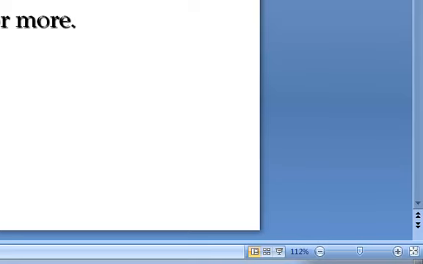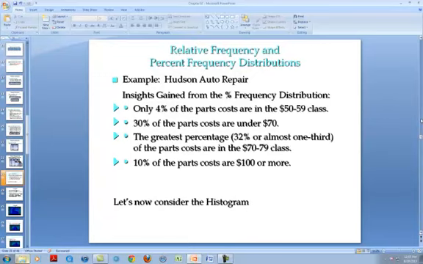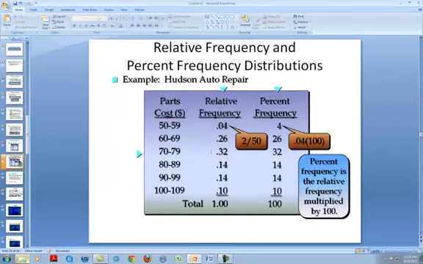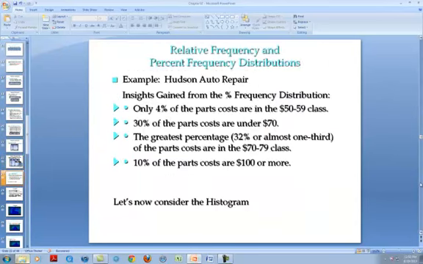What is the class with the most observations? It would be the class 70 to 79. Let's see that. 70 to 79, 32% of observations are found in that class. That is the highest percent frequency. And finally, only 10% of the parts cost $100 or more.